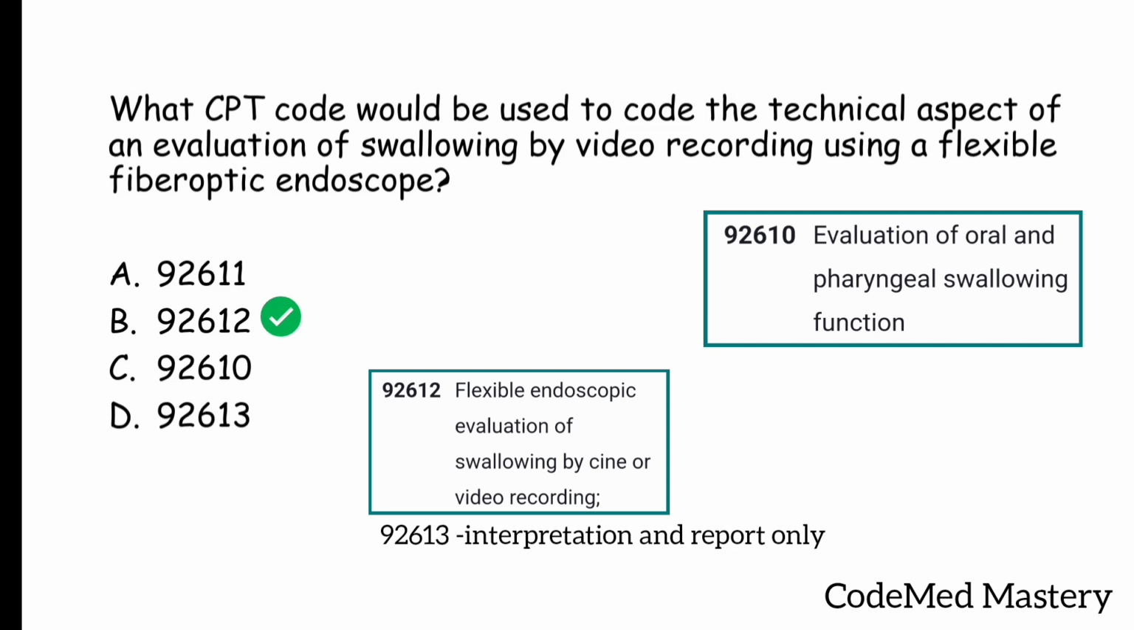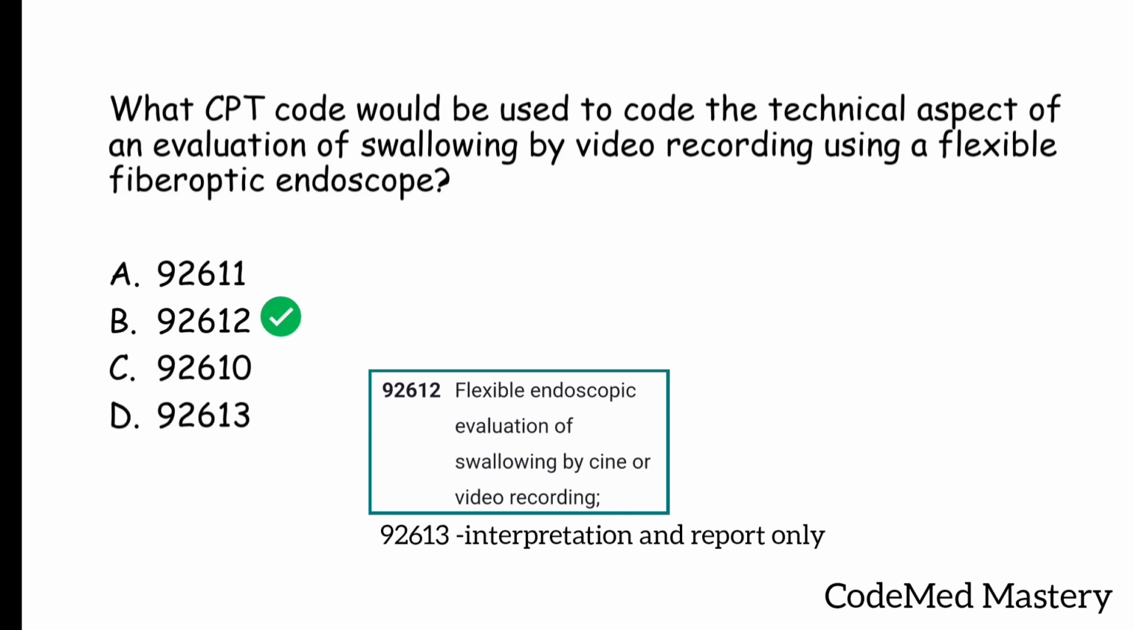And also option C is wrong because 92610 is for evaluation of oral and pharyngeal swallowing function. That is also not mentioned in the question. And option D 92613 is for flexible endoscopic evaluation of swallowing by cine or video recording, interpretation and report only. In the question, they have not mentioned interpretation and report. Therefore, the right answer is option B.